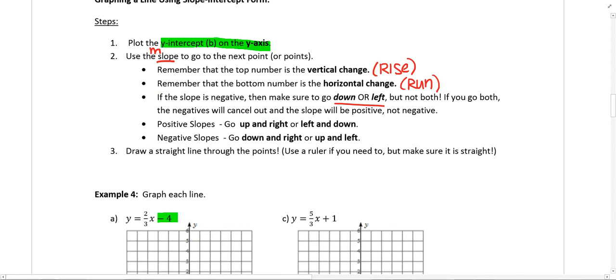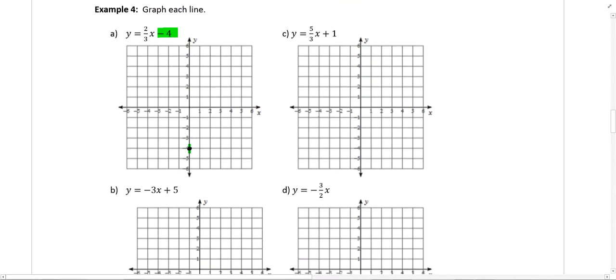So in general, if you have a positive slope, there's two ways to do it. You can go up and right or left and down. If you have a negative slope, then go down and right or up and left. So notice that you either go left or down, but if you go both, you're back up to a positive slope. Then you should have some points, and then you can just go ahead and draw a line.